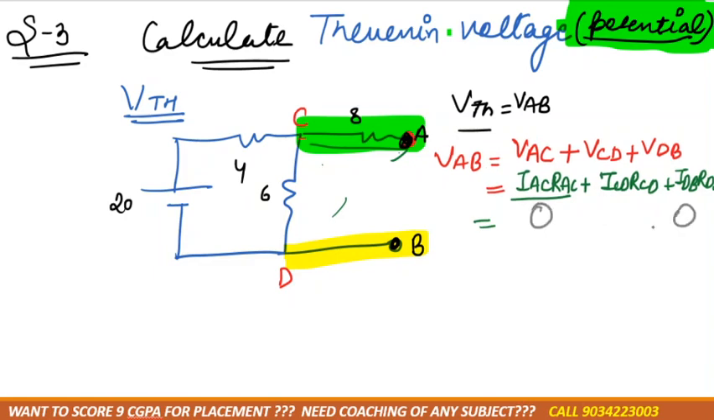Yeah, basically that will be. Now what is left? ICD and RCD. RCD we already know, that is 6 ohm, right? But we don't know the value of ICD. Correct? Can we get the value of ICD?